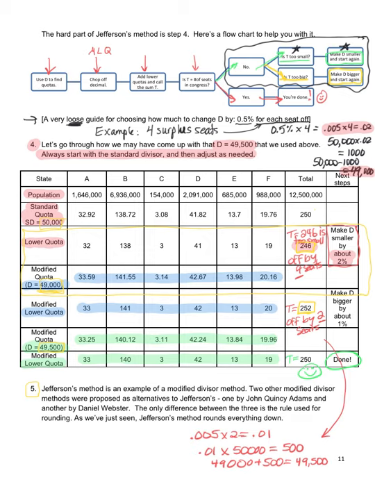All right, number 5. Jefferson's method is an example of a modified divisor method. 2 other modified divisor methods were proposed as alternatives to Jefferson's, one by John Quincy Adams and another by Daniel Webster. The only difference between the 3 is the rule used for rounding. As we've just seen, Jefferson's method rounds everything down.